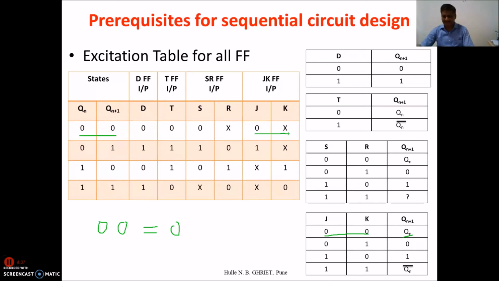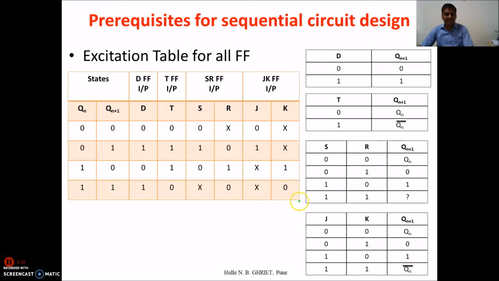Another possibility is that we want the next state to be 0. For that case, another possible input is 0 1. Whenever we apply 0 1, the next state will also be 0, that is Qn plus 1 will be 0. Means 0 don't care will be the excitation or input applied to have a straight transition to 0 from any other state. This 0 don't care is the condition.